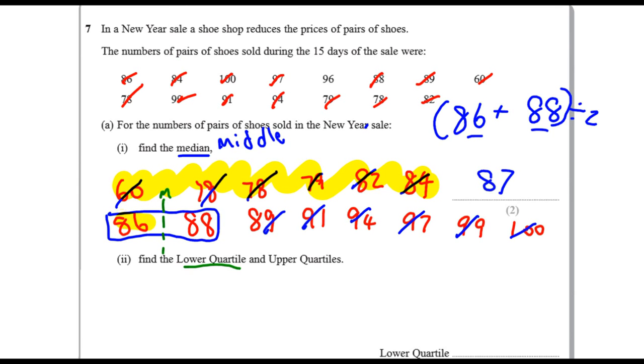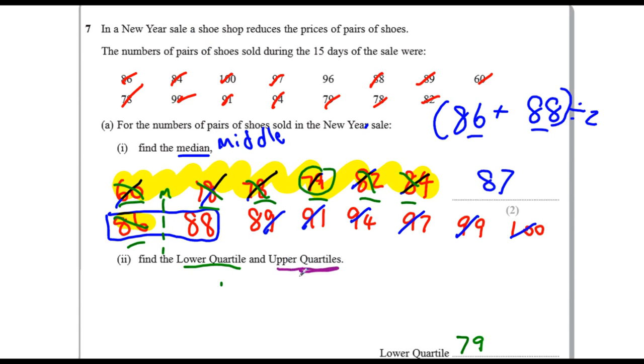So our lower quarter is in that first half of the data, and the quarter is a half of a half. So what this question is asking us to do is to just look at these highlighted numbers and find the middle of those. Okay, so let's cross out one at a time. And this time we've got a proper definite middle of 79, lower quartile 79.